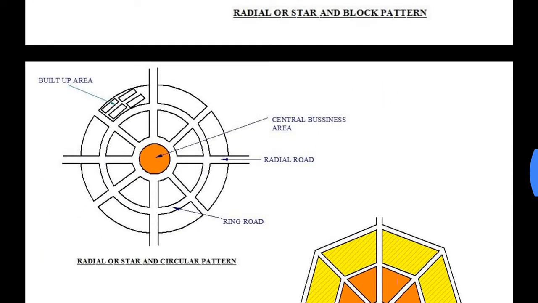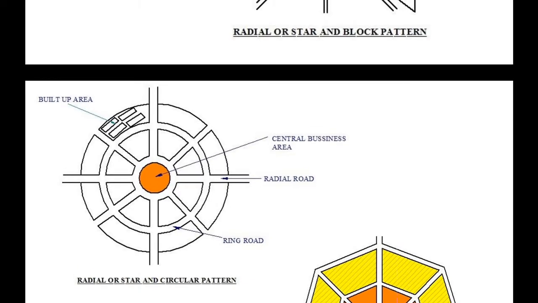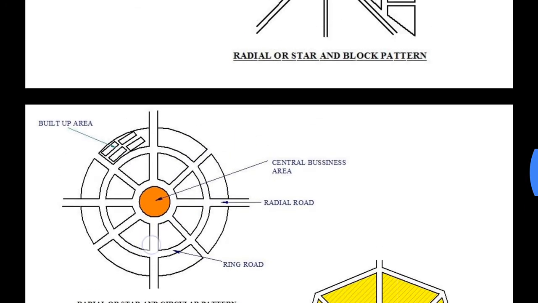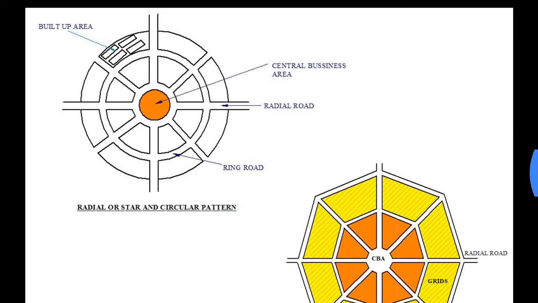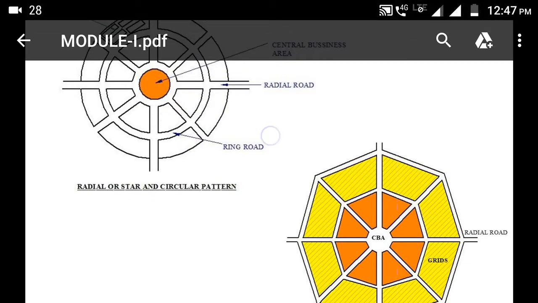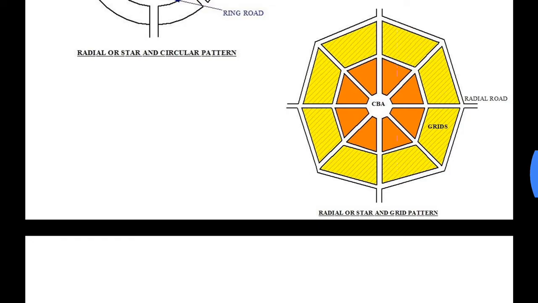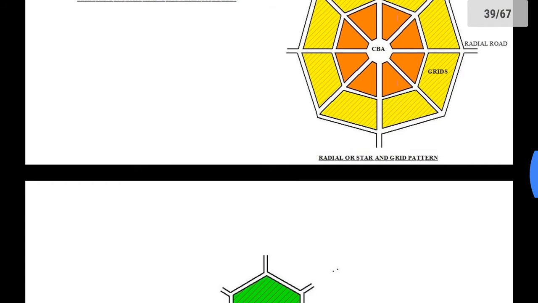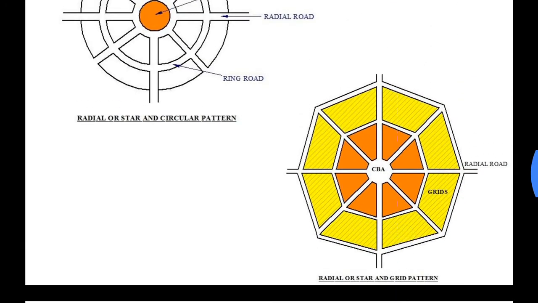The third type is radial or star and circular pattern. Radial and star mean the same. There would be roads radiating from the center, and the buildings or the built up area here would be in a circular pattern. Here you can see these are not rectangular in shape but in circular shapes. Then radial or star and grid pattern. Here the roads would be radiating from the center and the buildings would be in the shape of grids. These are not rectangular but these are grids.